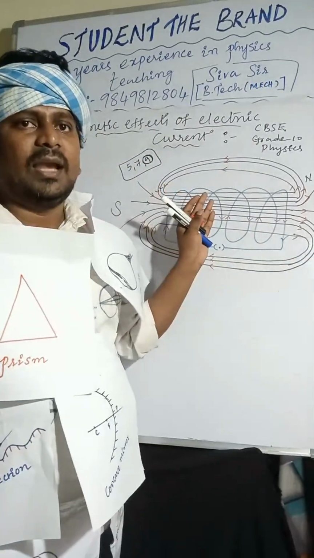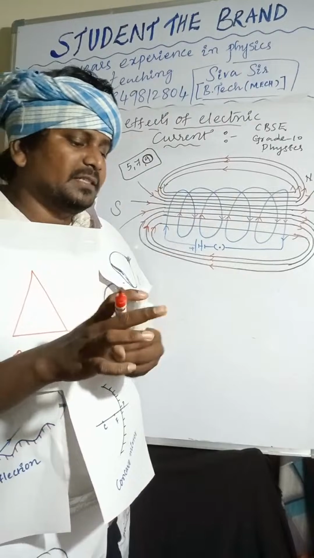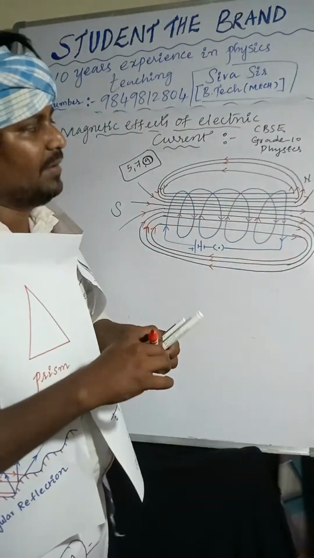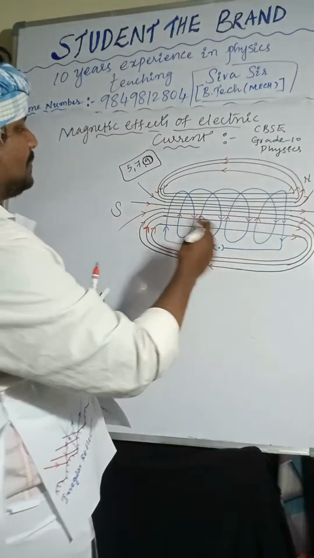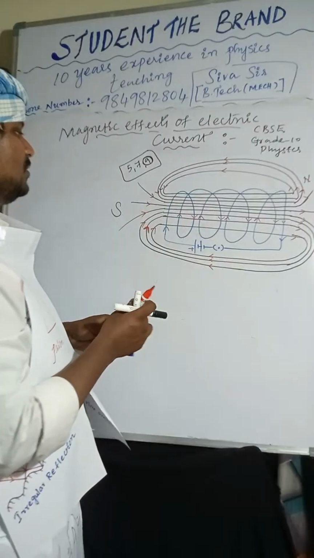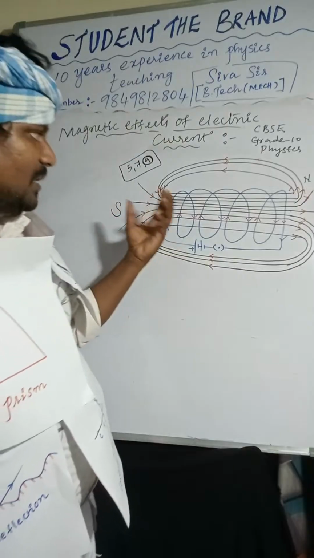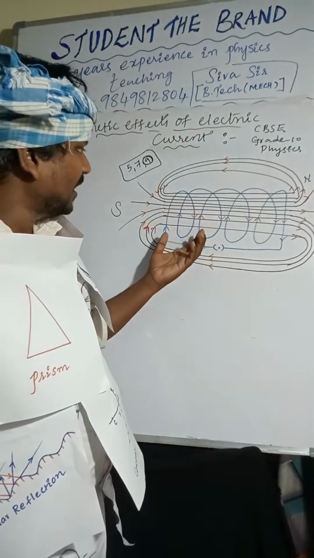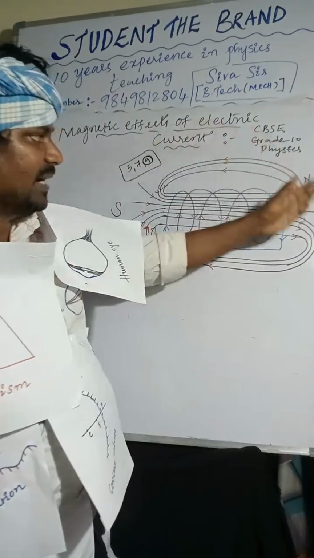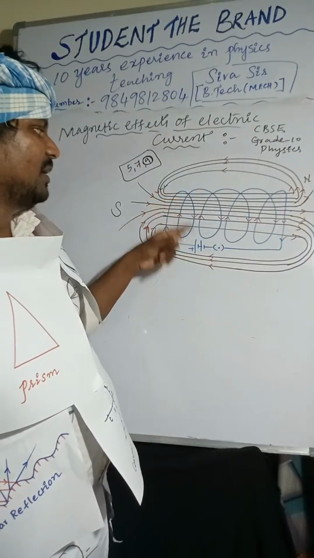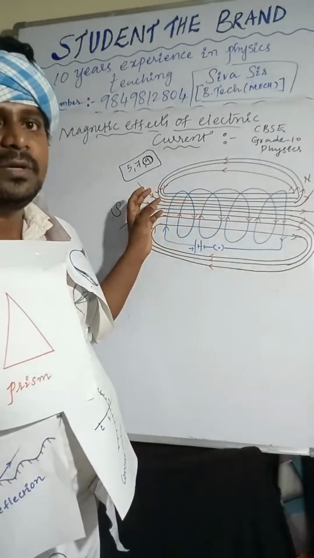Actually, this solenoid behaves as a bar magnet. The properties of the solenoid are the same as a bar magnet. If the current is passing through the solenoid, it behaves as a magnet and exhibits a magnetic field around it. I'm considering this side as south and this side as north. Current is passing through it. I hope it is very clear to you all.